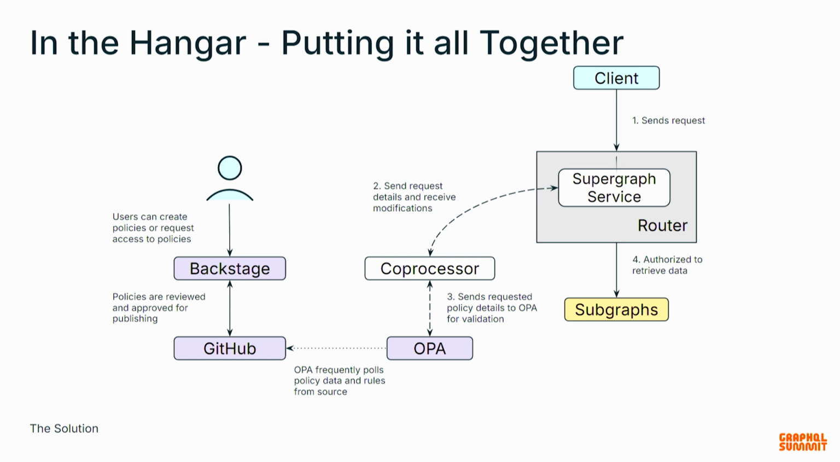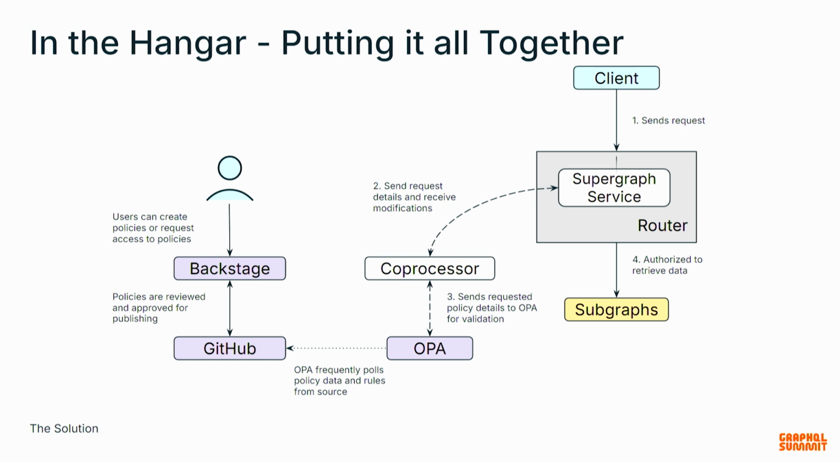So this is a flowchart diagram related to whatever I discussed till now. Here you can see on the right side, the client is sending the request to the router server, and at the supergraph service level, we call the coprocessor. The supergraph at the router adds the policy name and the client details in the payload context and sends it to the coprocessor. The coprocessor extracts the policy name and client ID, makes a JSON message, and that is sent to OPA for the policy validation, right?